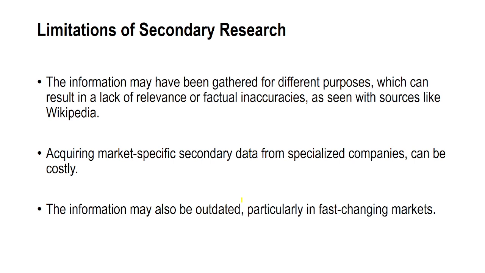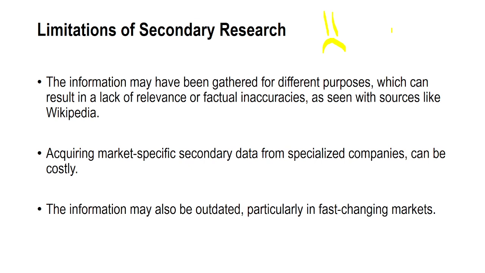Next part is the limitations or disadvantages, or the elements that make us unhappy about secondary research. There are 3 important disadvantages. First, relevance and accuracy issues. Second, cost of specialized data. And finally, out-of-date information. Let's start with the relevancy issues.